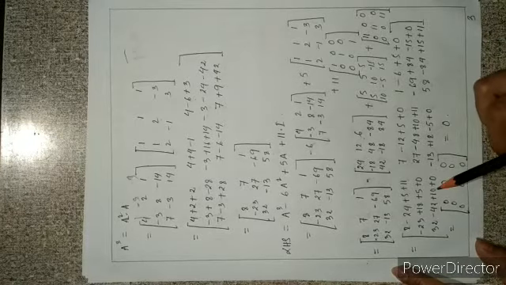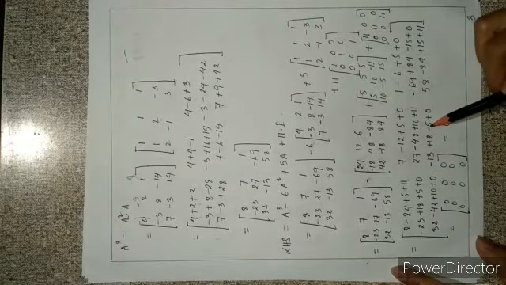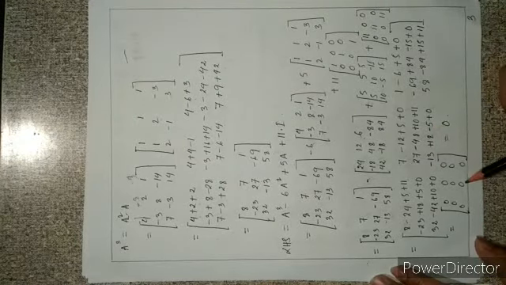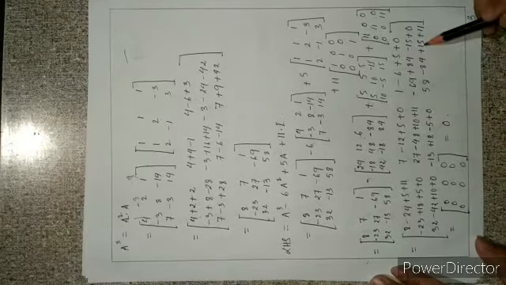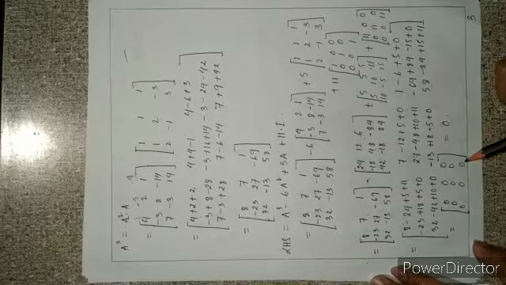32 plus 10 is 42. 42 minus 42 is 0. Minus 13 plus minus 5 is equal to minus 18. Plus 18 is equal to 0. 58 plus 15 plus 11 is equal to 84, and minus 84 plus 84 is equal to 0.